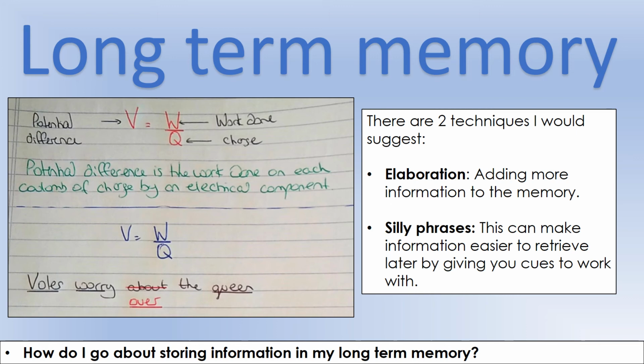So here we go, this would be mine that I would use. This is a cue to help us remember this equation. Voles tells us it's V, worry tells us it's W, over tells us it's divide, and queen tells us Q. So voles worry over the queen. And it's a bit more memorable because it's silly, it's a bit stupid, it uses animals. So that's how I might go about remembering that equation if I'm struggling to remember it. Okay.